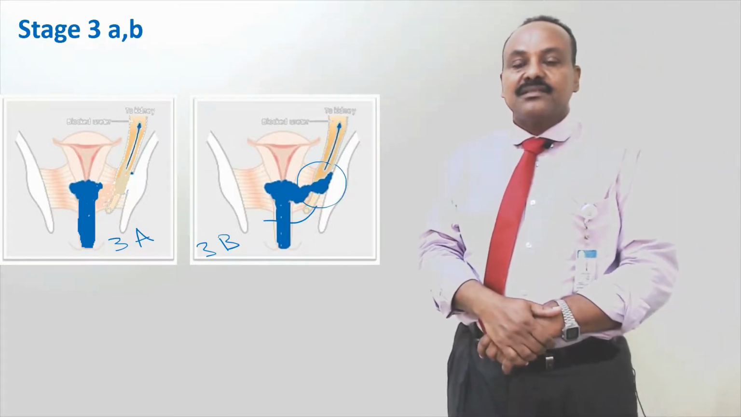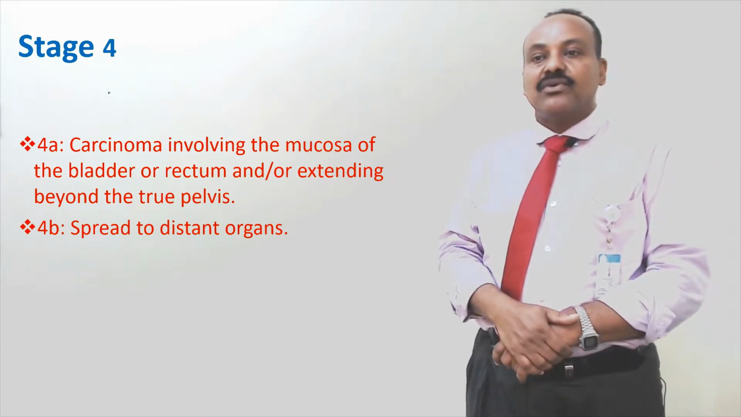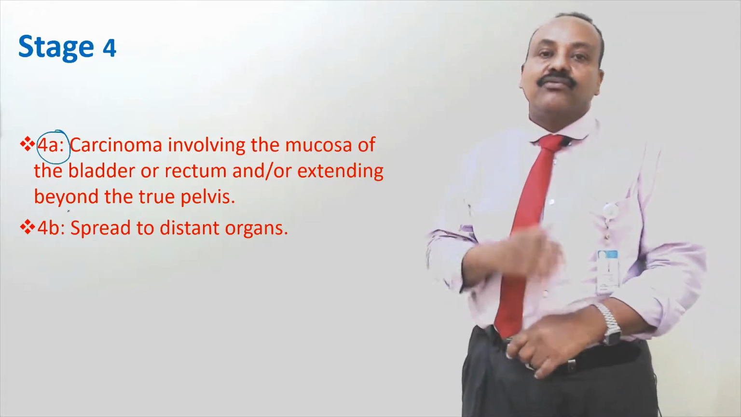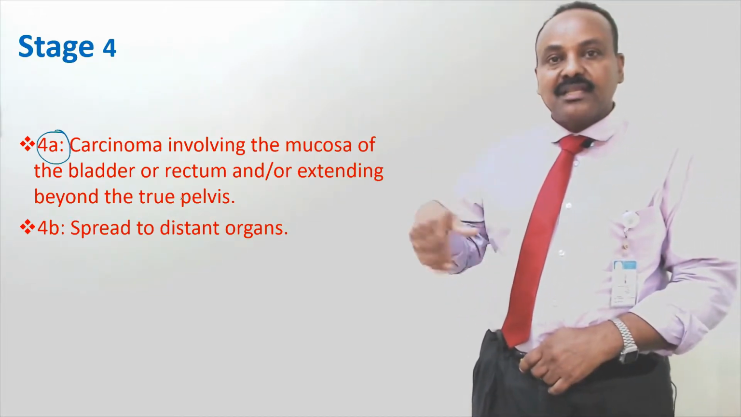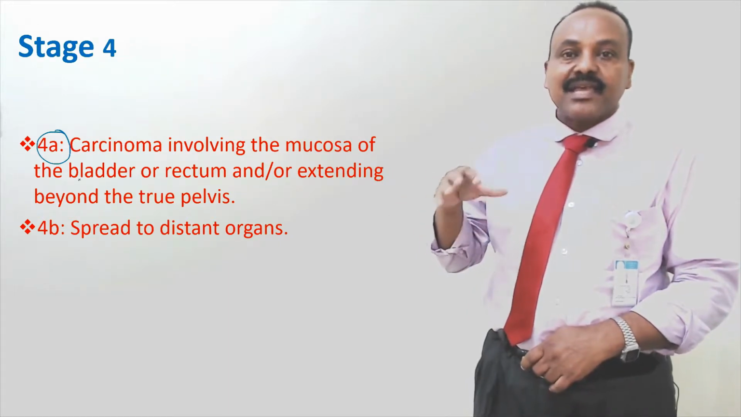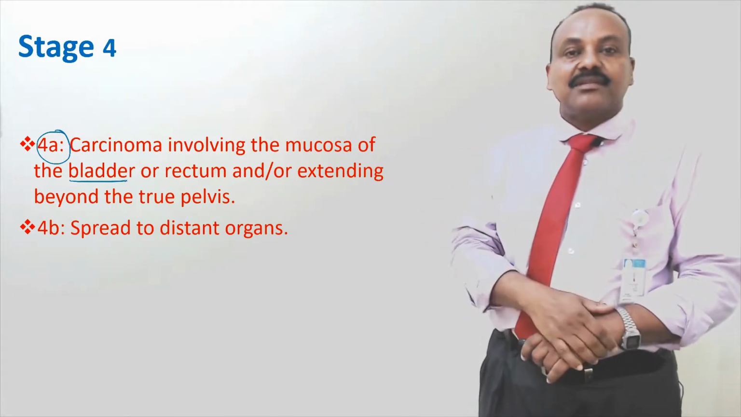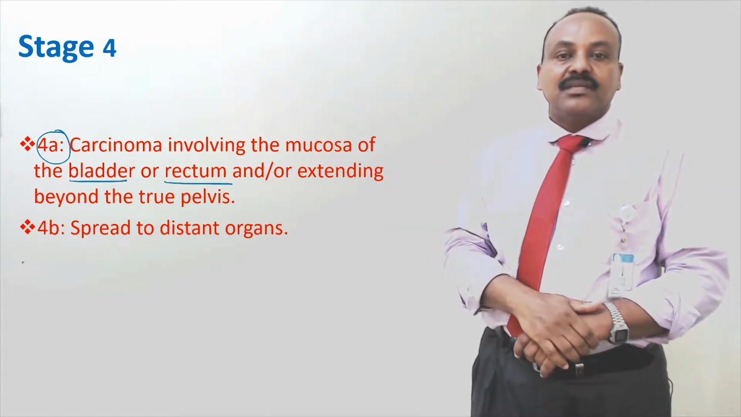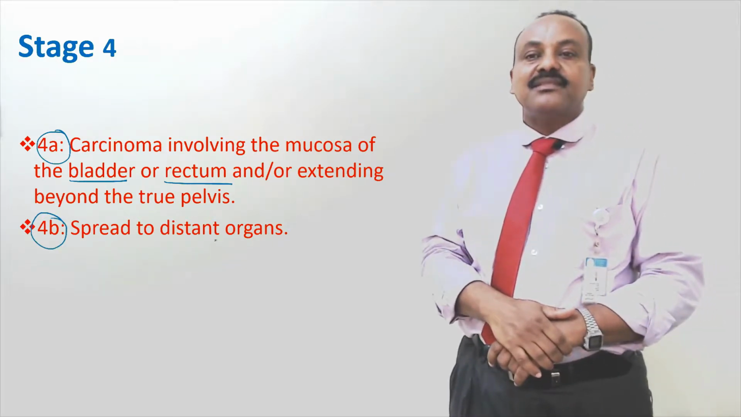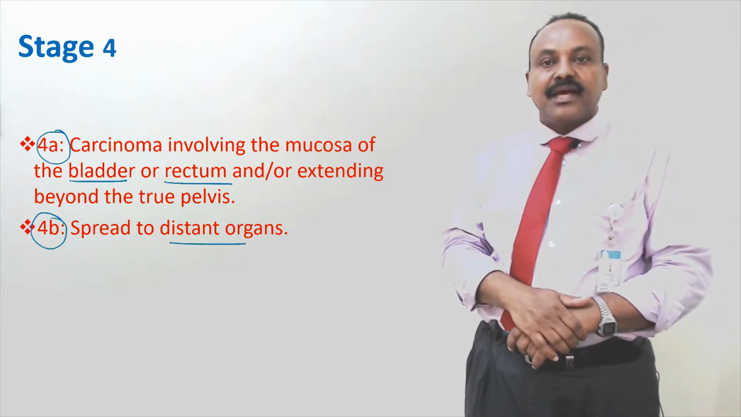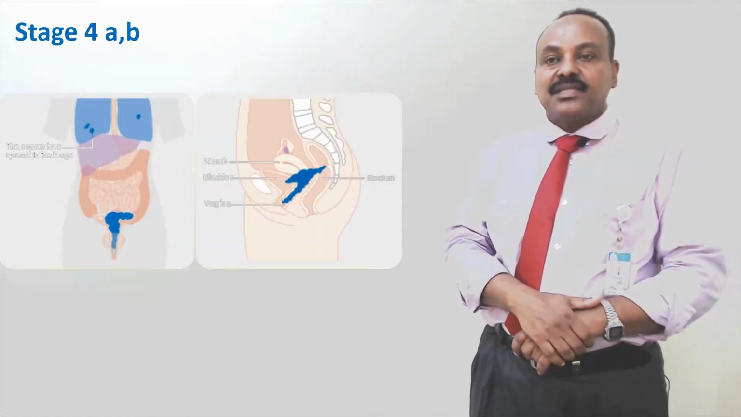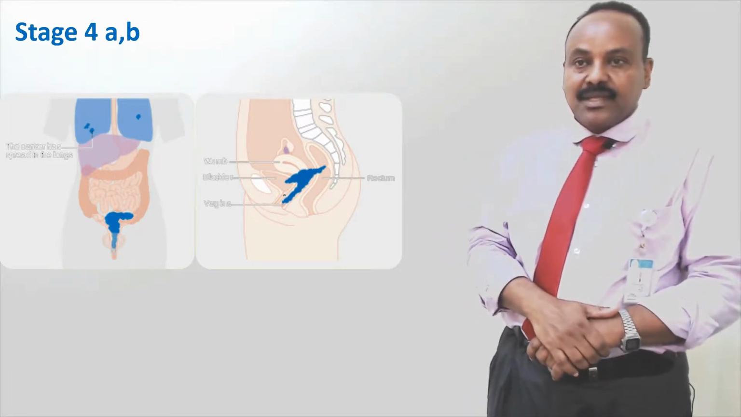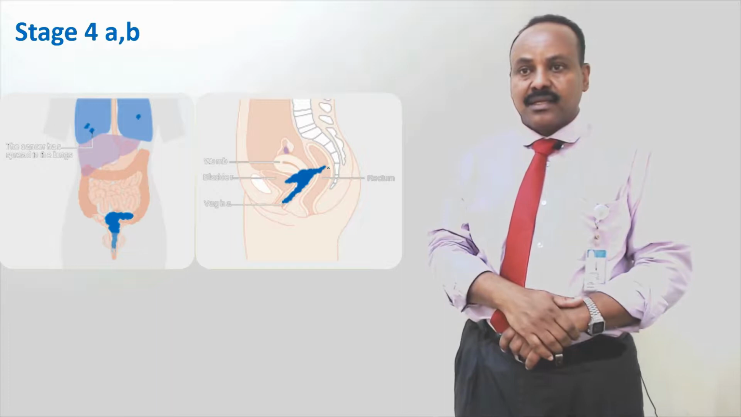Stage 4 is distant metastasis and carcinoma involving either 4A or 4B. In 4A, the carcinoma extends locally and is still inside the pelvis, and it affects either the bladder or the rectum. Stage 4B is spread to distant organs like the liver, brain, and lung. Here, this picture shows you distant metastasis, either local to the bladder and rectum or to the lung and the brain.